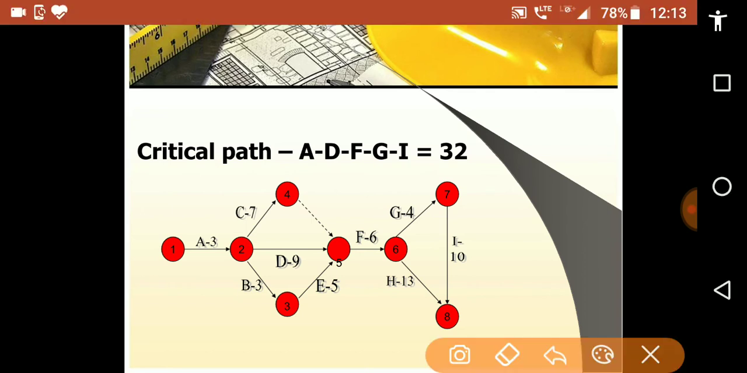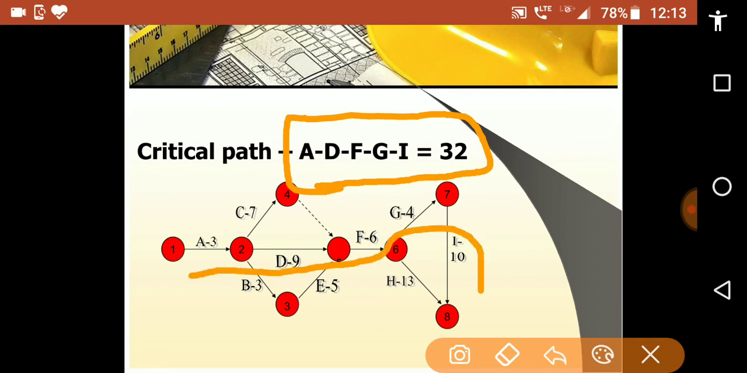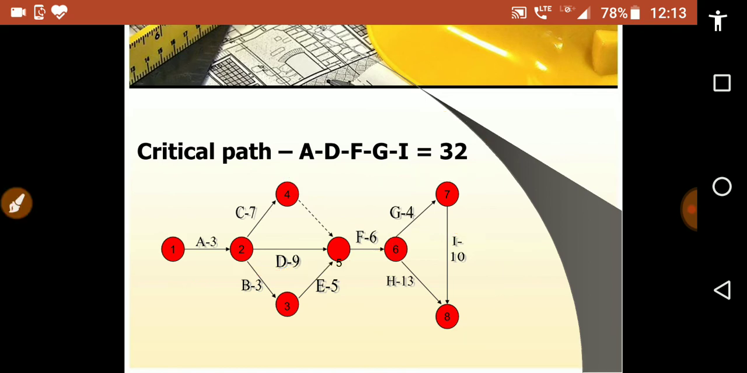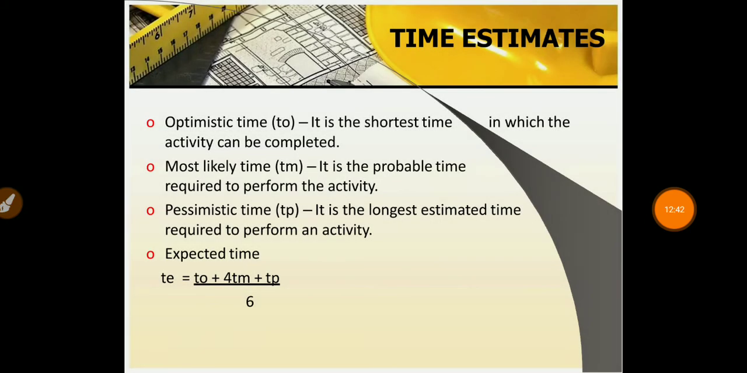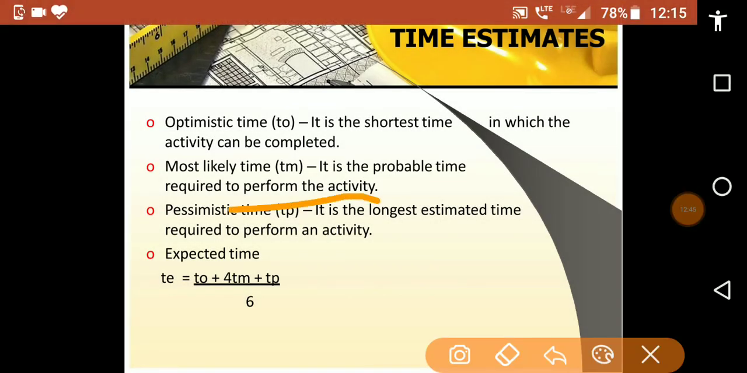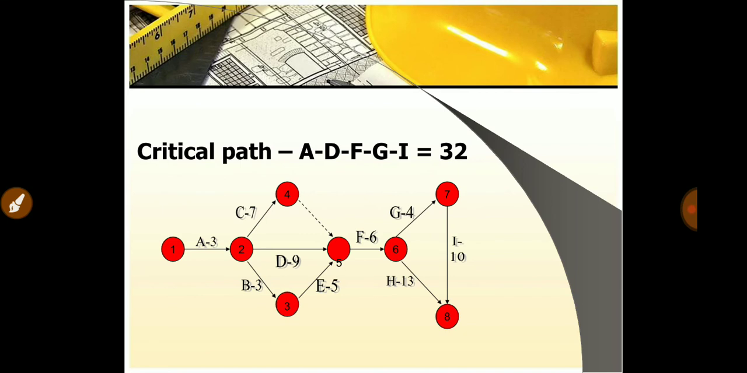So in the problem, the critical path means the path of maximum duration, which is A, D, F, G, I, with 32. So what is the critical path? 32. A, D, F, G, I. This is the critical path because the value of this path is maximum, which is 32. So students, we have solved the critical path for the given problem.